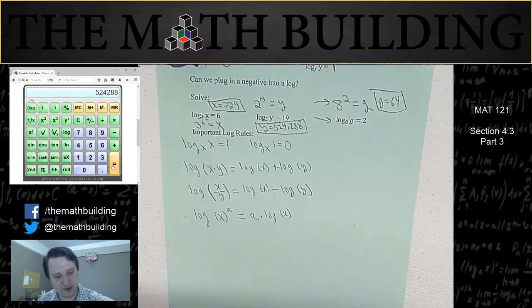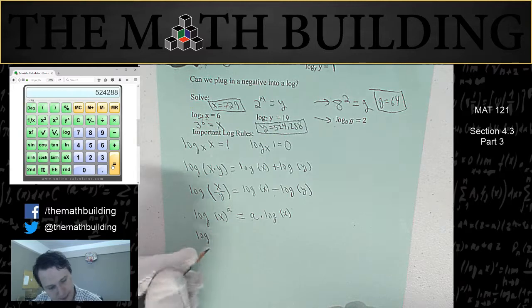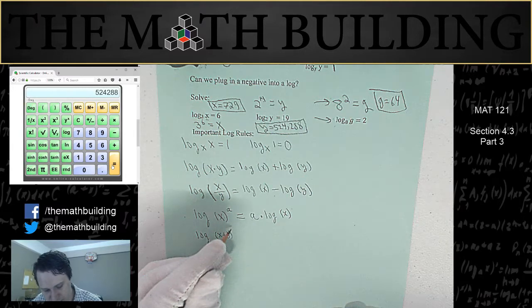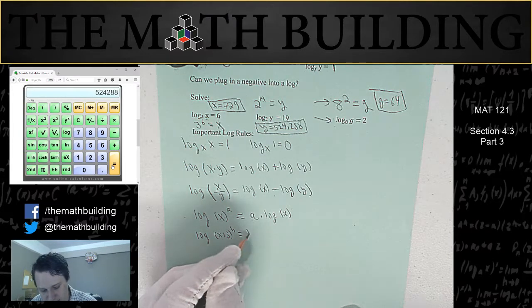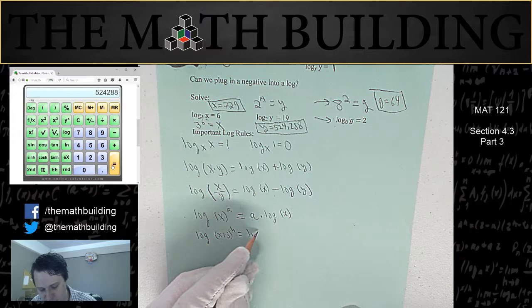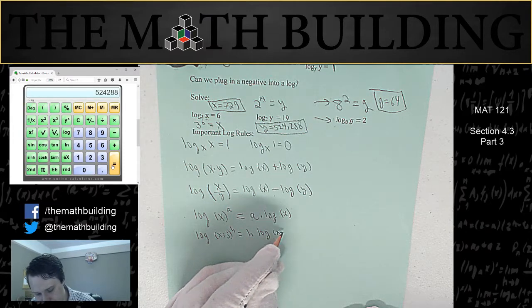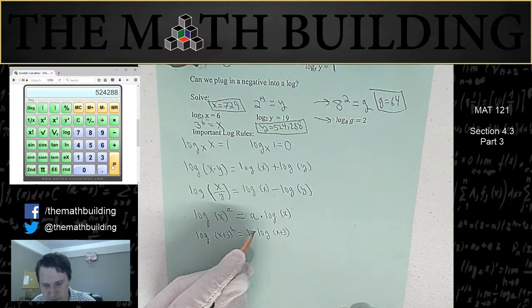So let's look at an example. Let's look at something like log of x plus 3 to the h. Remember, based on the rule we have above, if the entire argument is to the h power, you can bring that h down. So h times log of (x plus 3).